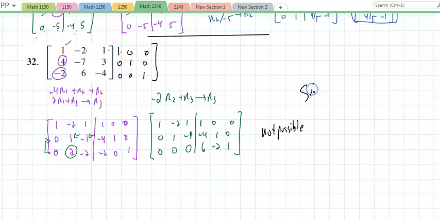Why? Because it's a singular matrix. So if one of those rows zeroes out, there's no way of making that a 1 after that. Which means there's no way that could happen. So this is not possible. You would say this matrix is not invertible.